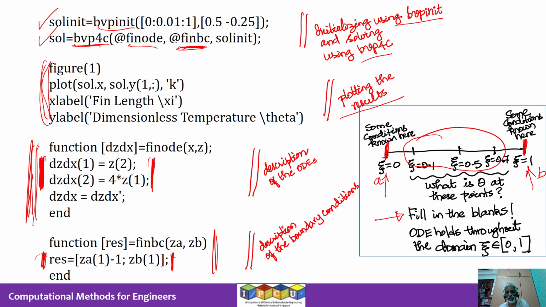All right, the ordinary differential equation holds throughout the domain from psi is equal to 0 to psi is equal to 1. The boundary conditions holds only at psi is equal to 0 and psi is equal to 1 as stated in the problem. So we need to fill in the blanks in a way that is consistent with the governing differential equation that governs the heat transfer mechanism within the fin. So that has to be consistent. So the boundary value problems are fill in the blanks kinds of problems.